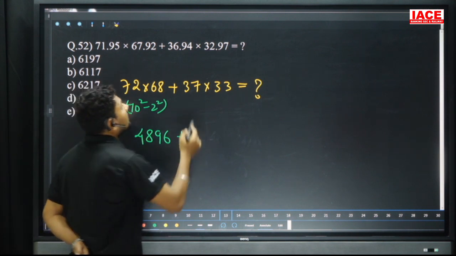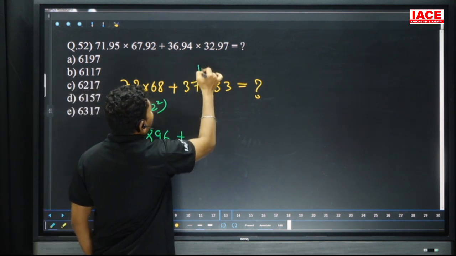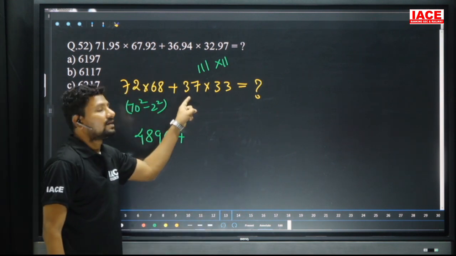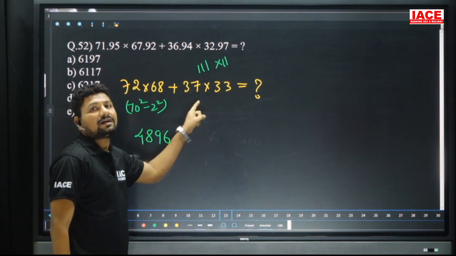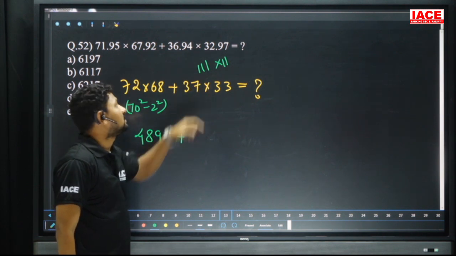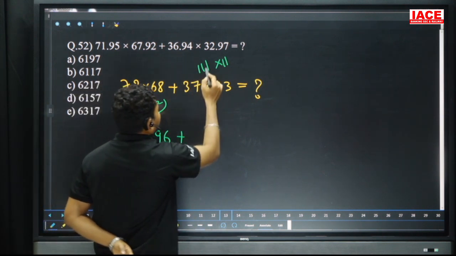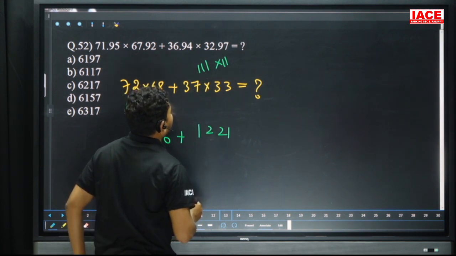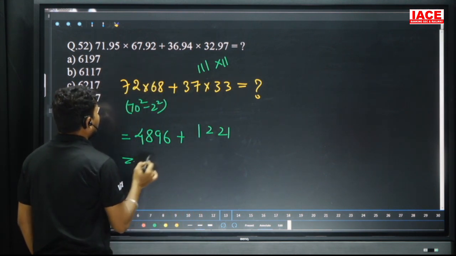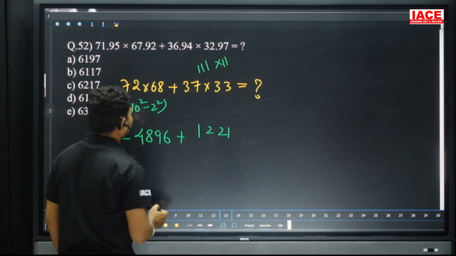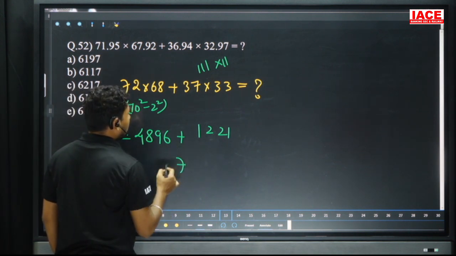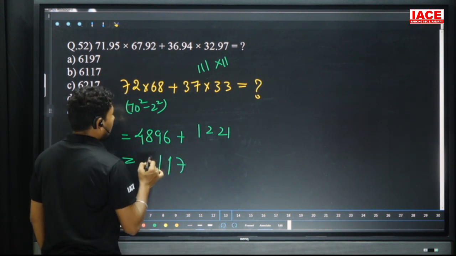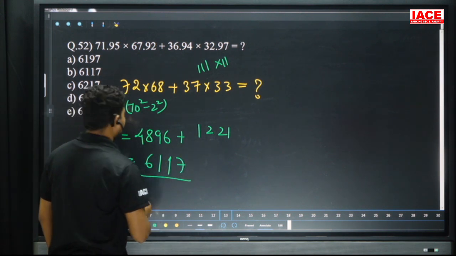37 3s are 90, 3 7s are 21. 21 plus 9, it is triple 1. Triple 1 into 11. Here is 1, 2 and here the 2 and 1. It is 1 2 2 1. Here the 1221 added to 4896. That is our answer. So 1 plus 6 is 7, 2 plus 9 is 11, here 1 and 6. 6117. Our option is what?